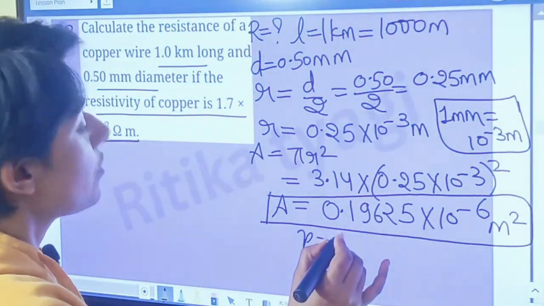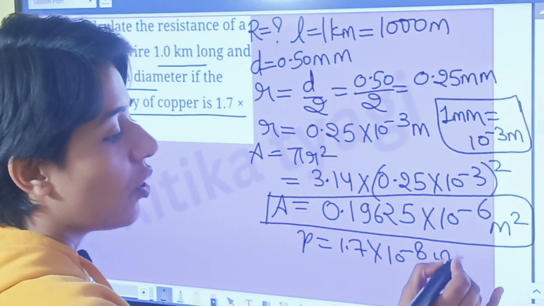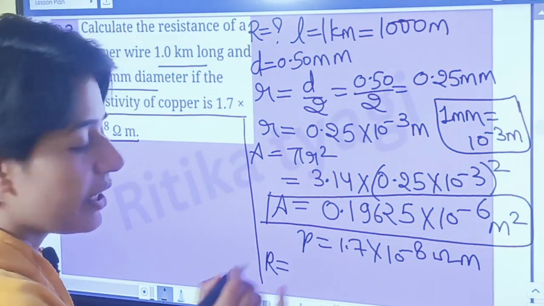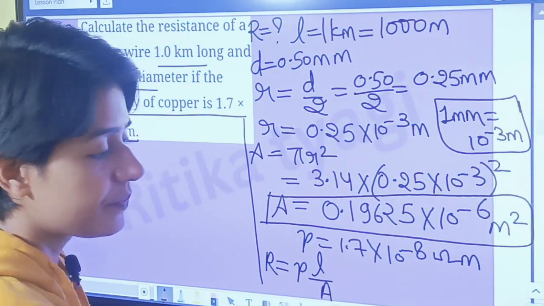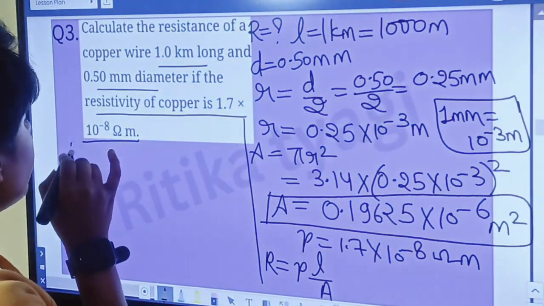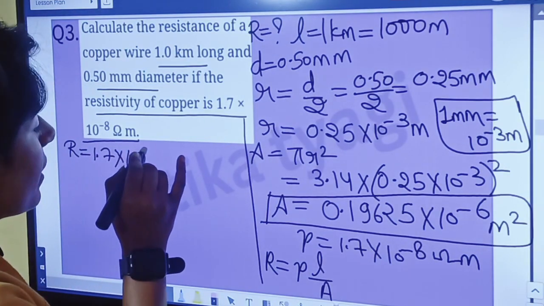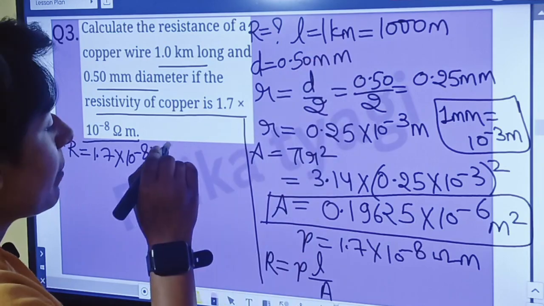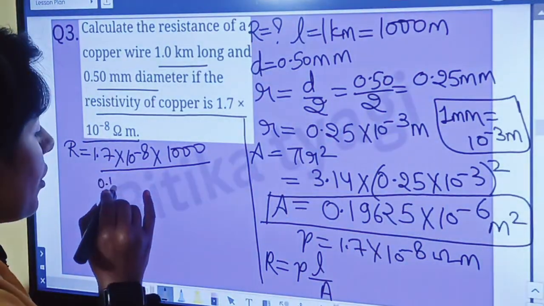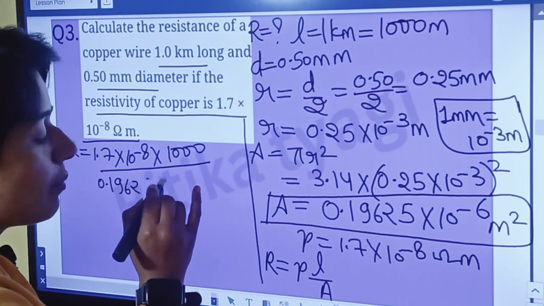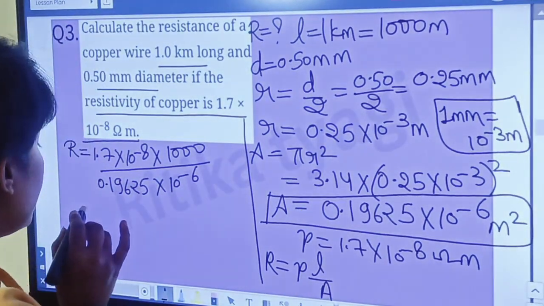Value for resistivity is 1.7 multiplying 10 to the power negative 8 omega meter. Formula for calculating resistance, that is R equals rho L by A. Putting the value for it, we get 1.7 multiplying 10 to the power negative 8 multiplying 1000 and divide it by 0.19625 multiplying 10 to the power negative 6 meter square of area.